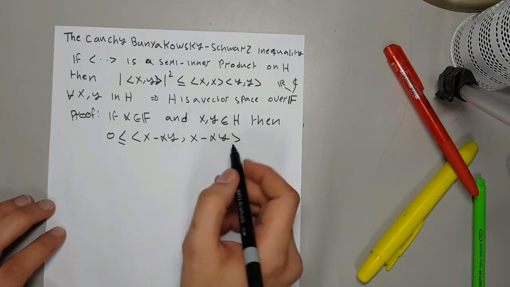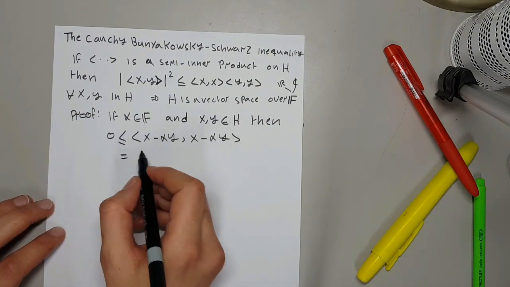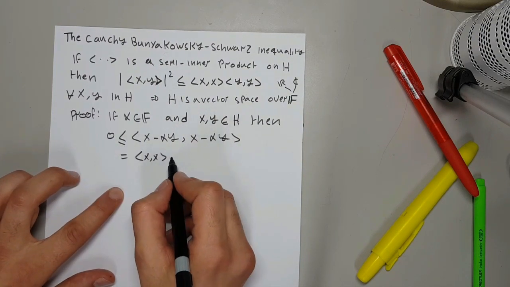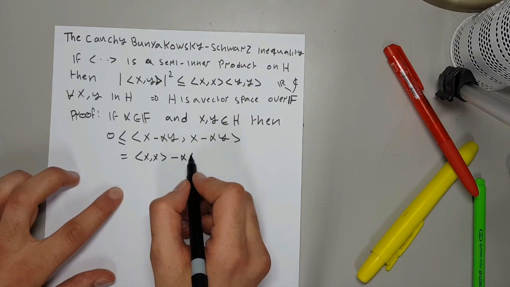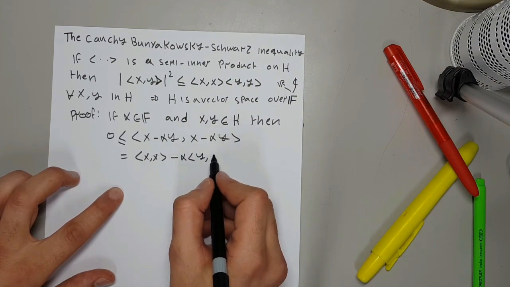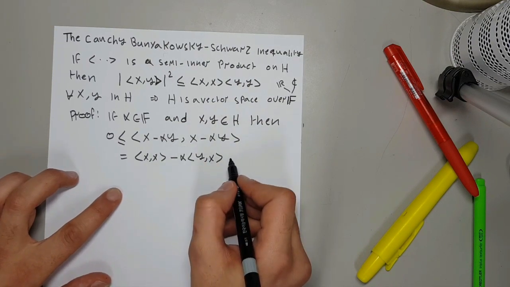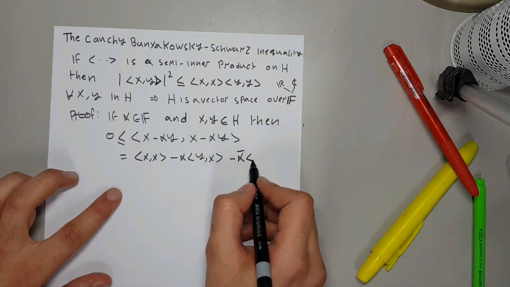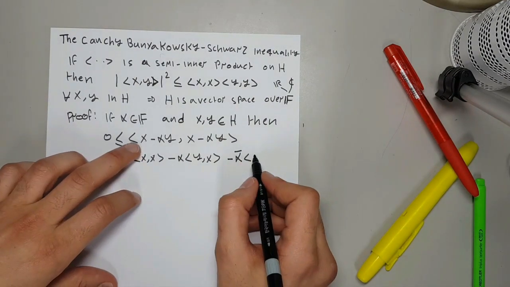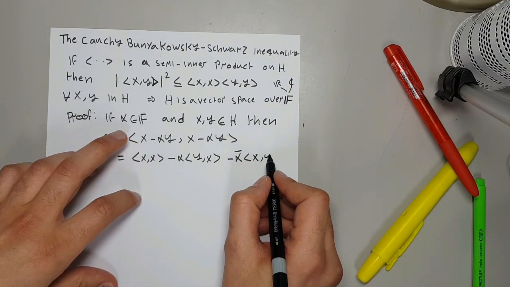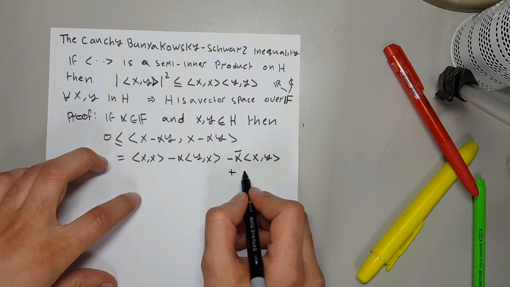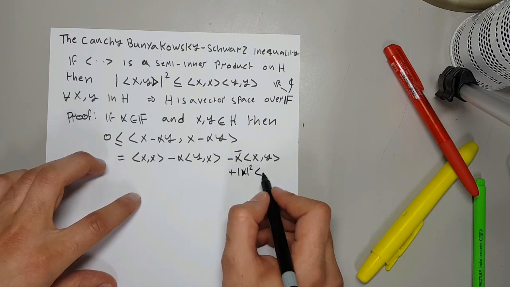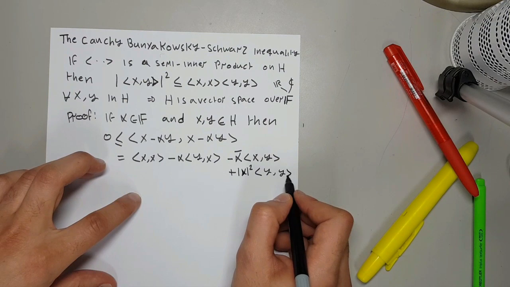Okay, what's this equal to? It's equal to the semi-inner product between x and x, minus alpha times the semi-inner product between y and x, minus the conjugate of alpha times the semi-inner product between x and y, plus the absolute value of alpha squared times the semi-inner product between y and y.